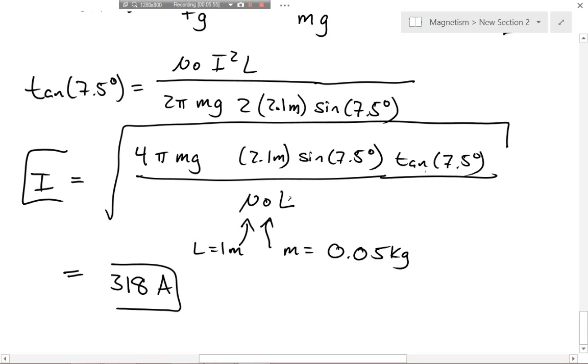So you need a very strong amount of current flowing through the wires in order to deflect them by this very small amount of 15 degrees. Hopefully that gives you some idea of how small these magnetic forces really are when we compare them to the typical type of forces that we deal with, like the gravitational force.